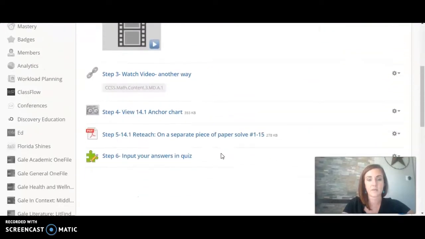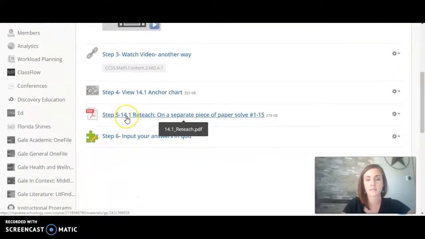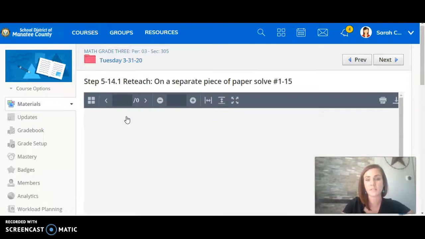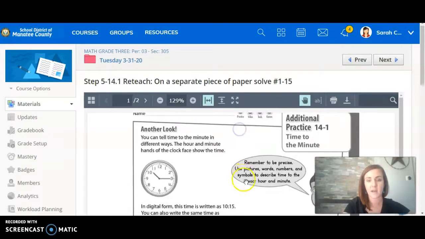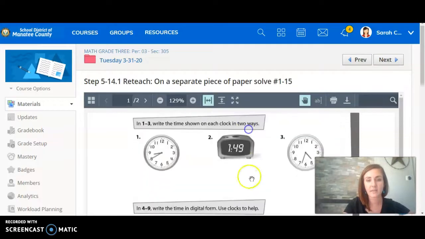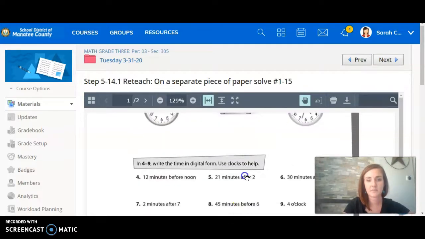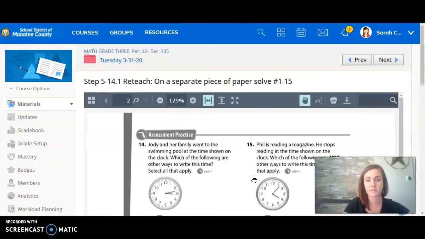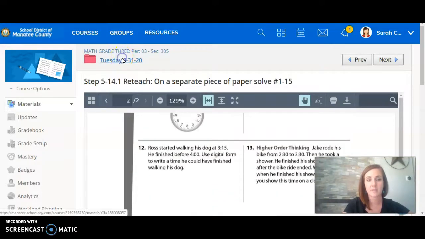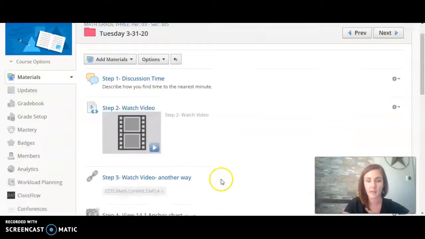Then again, you have your lessons for our reteach. This would be like your homework that you would take home. So it's very similar to the pages that we did in class, or not in class, what we did yesterday together. And going through, remember solving it on your own piece of paper. And then when you are finished with that, taking that quiz.